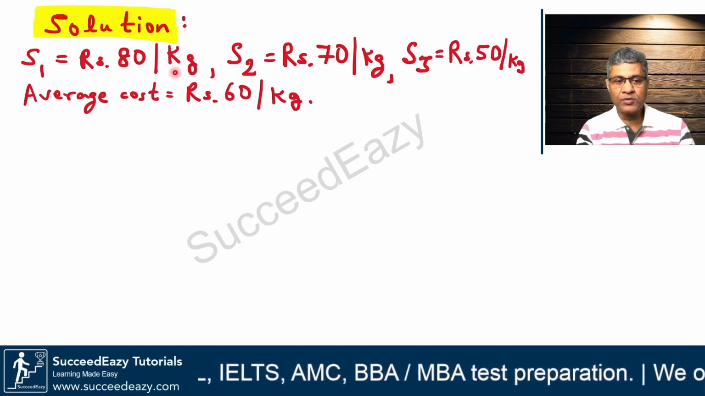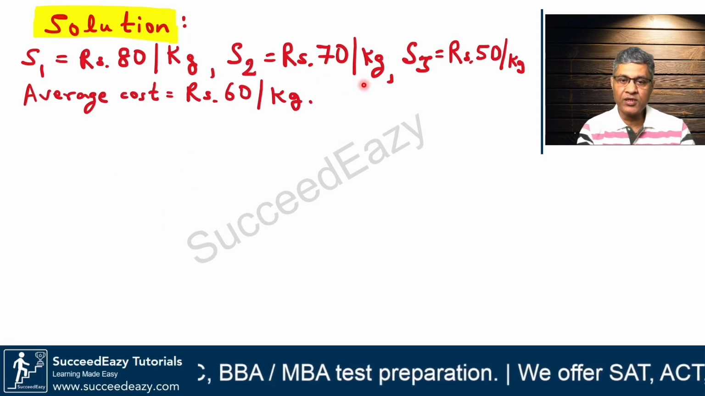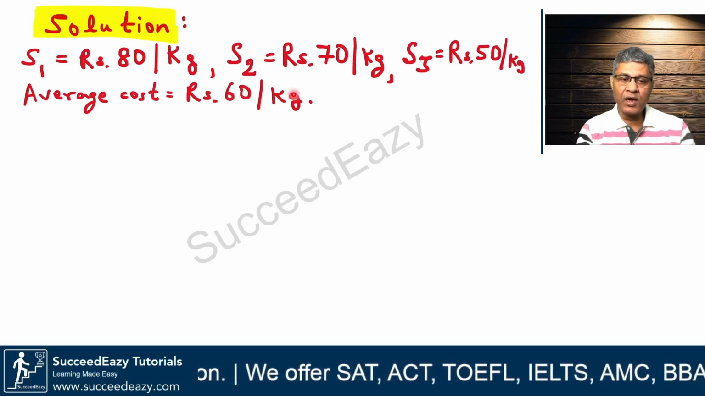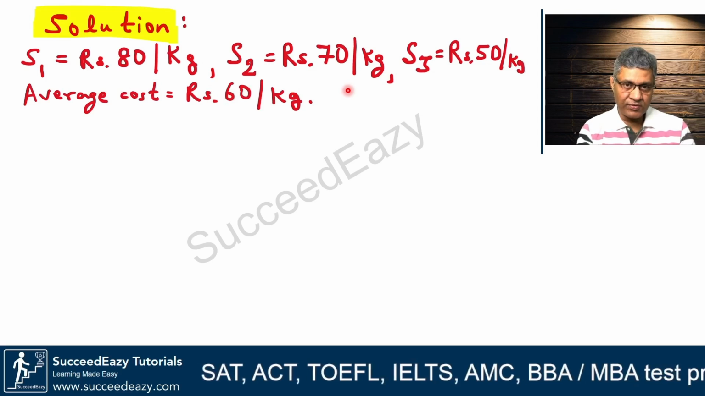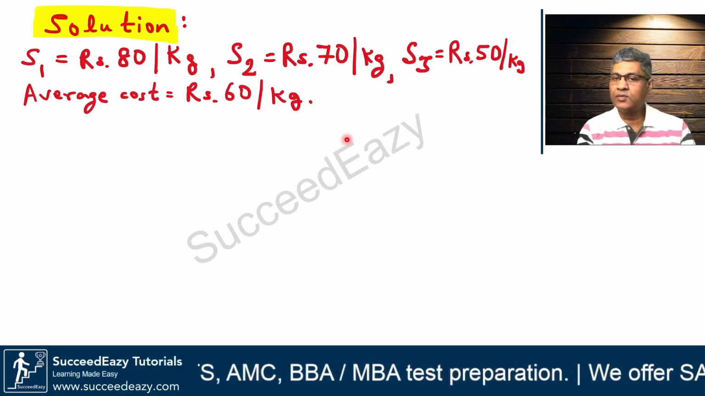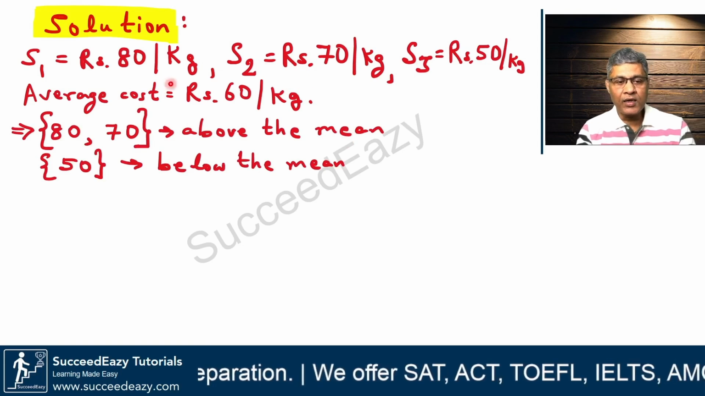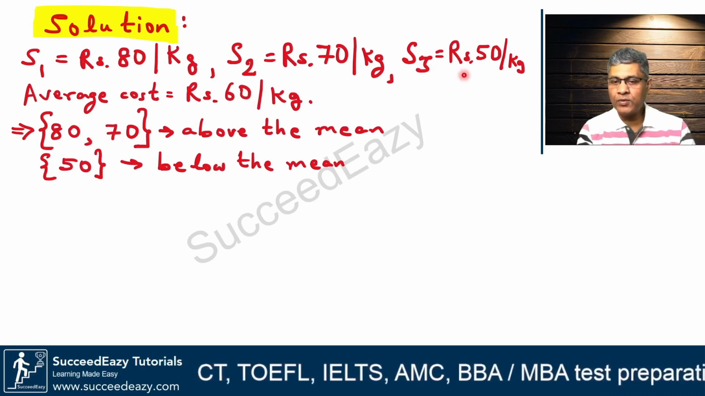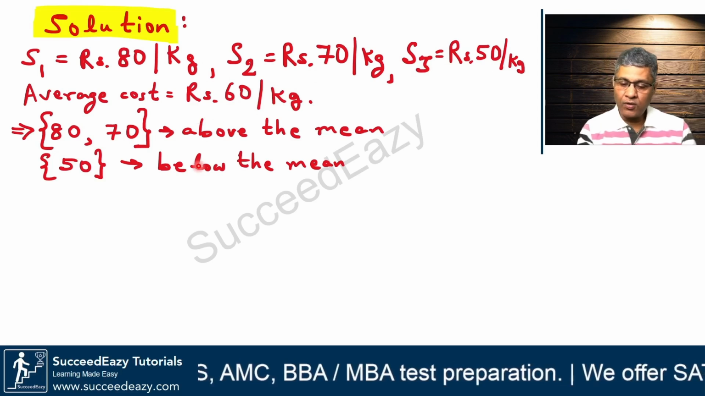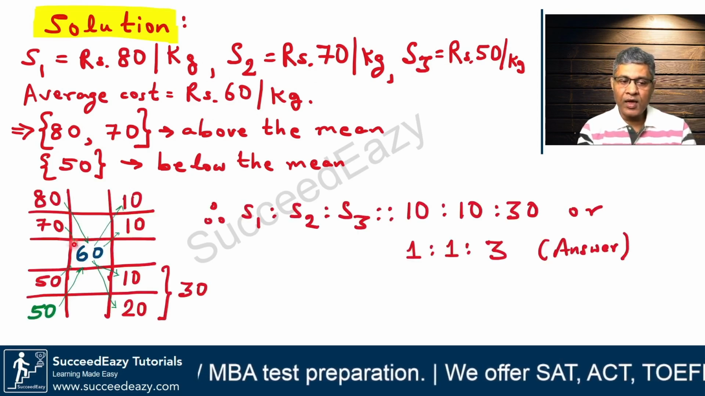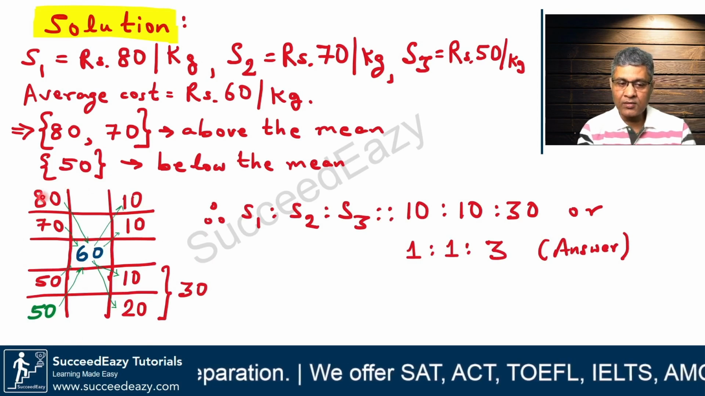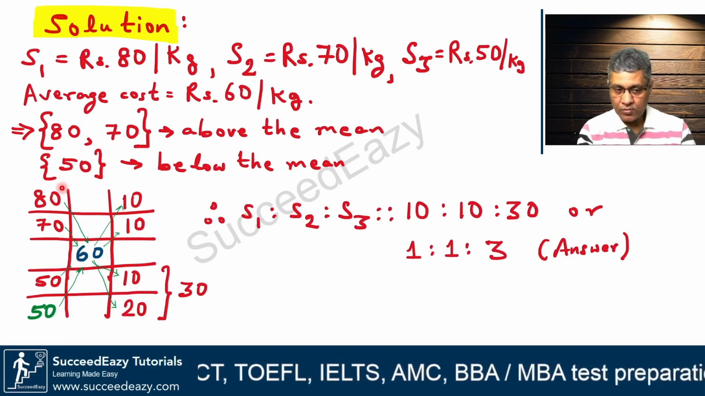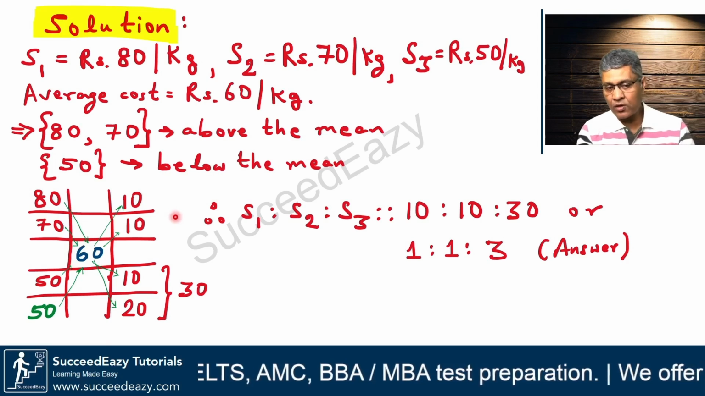So sugar 1 is rupees 80 per kg, sugar 2 is rupees 70 per kg, sugar 3 is rupees 50 per kg. The average cost that we need out of mixing all the 3 different types of sugar is rupees 60 per kg. So we know that 80 and 70 will be above the mean. So make one group 80 and 70 and the other group is 50, which is below the mean, right? We already know from the prior example that we can use this method. We will just put 60 in between, make 2 rows above, 2 rows below, and then total, and 1 column on the left of 60 and 1 column on the right of 60.